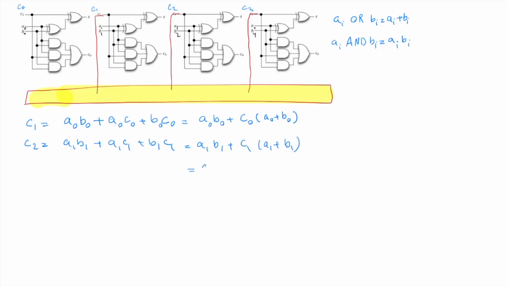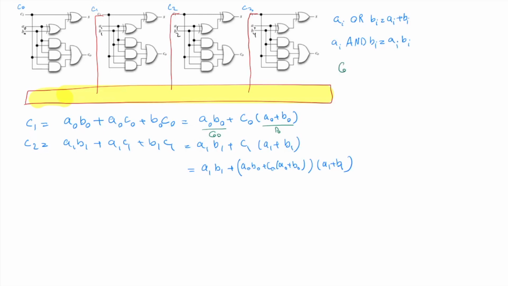Okay, so let's just replace C1 here with its correct value that we had computed here. So C1 is going to be A0 B0 plus C0 (A0 plus B0), multiplied by (A1 plus B1). Now you can see that these equations are getting a little bit complex. So I'm going to do something simple. I'm going to define a name G0 and another name P0 for the AND and for the OR.